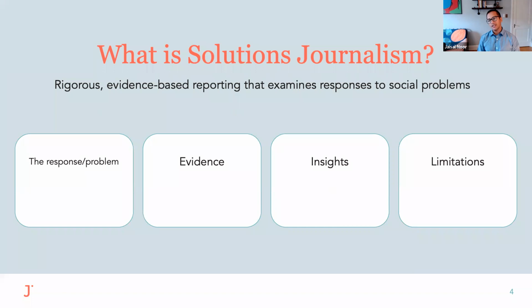And the limitations, the fourth pillar, are also extremely important. If you don't have limitations, your article is going to come off as a puff piece. We're not trying to promote any one solution. We're trying to give our readers and our viewers and our listeners an honest assessment of how effective that solution is. And we'll have some tips on how to find solutions, and we'll go through that as well.